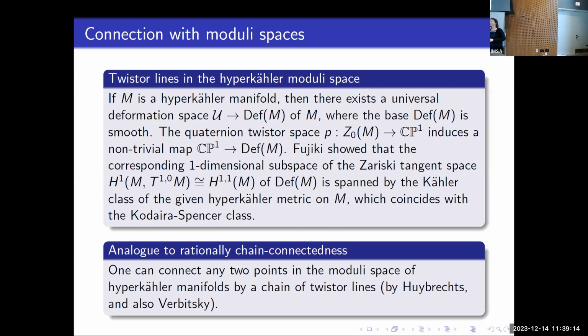And the interesting thing is that in algebraic geometry, some people are interested in rationally connected varieties. A lot of students of Tom Hemmings are interested in rationally connected varieties. What we have here is that the moduli space of hyperkähler manifolds is rationally connected by twistor lines. It's rationally chain connected. So you can take any two points in the moduli space, and then you can find a chain of twistor lines connecting X to Y.